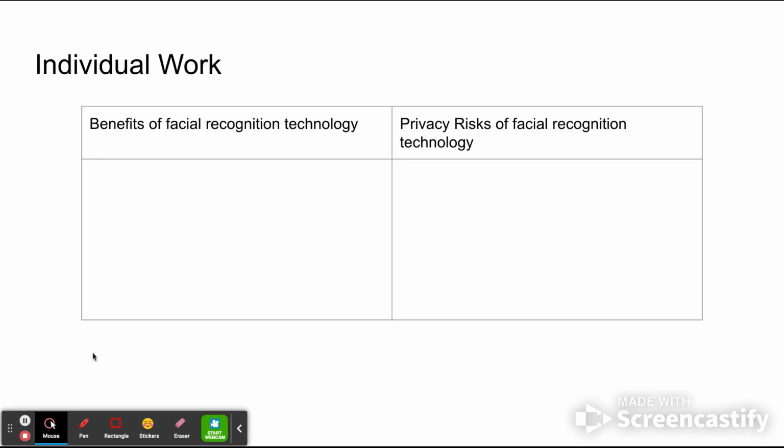Thank you. Now we will be looking at individual work. I will ask you to pause the video again here in a second. I would like you to bring out a piece of paper, draw this chart, and fill it out on your own. Benefits of facial recognition technology and privacy risks of facial recognition technology. You can pause the video and begin to work.